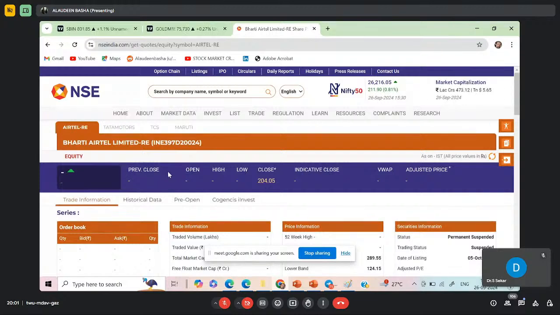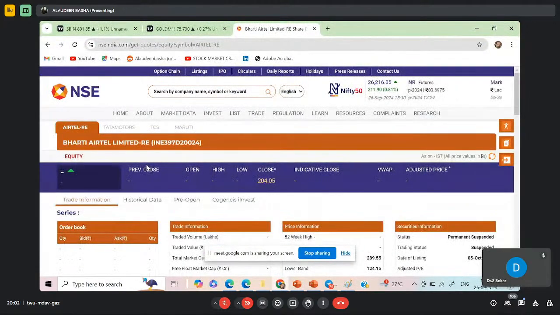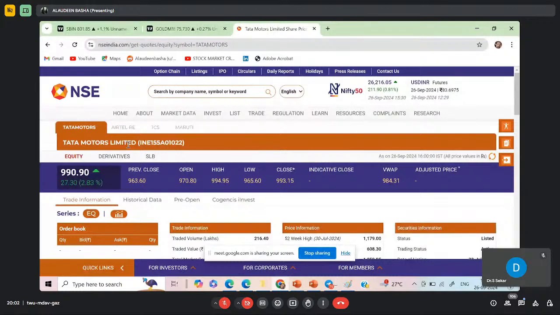I think the market is closed. So in market time, you can check it here. It displays the derivative option. Once you click the derivative options, it will show the futures tab, stock futures tab. Once you click the futures tab, you find the lot size under trading information. Since the market is closed, it will not display. So we'll check during market time, from 9:15 to 3.